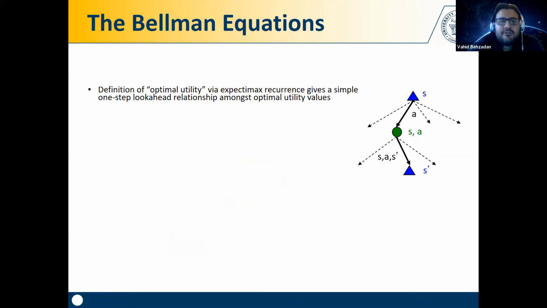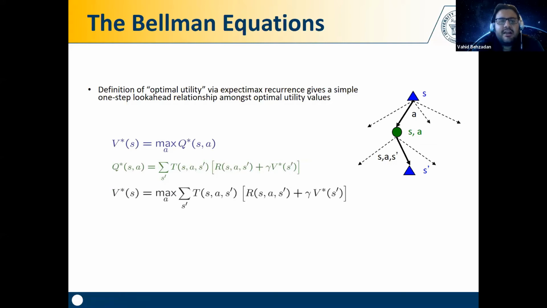So the definition of optimal utility via the Expectimax recurrence gives a simple one-step look-ahead relationship amongst optimal utility values. Let's look at this one here. We've already seen this. We can reformulate or rewrite V star of S as max over the action parameter A of the Q star function. And the Q star is defined as such, which as you can see depends on the value of the next state, S prime. So combining these two, we get this recursive formula, the recurrence formula, V star of S depends on V star of the next state.